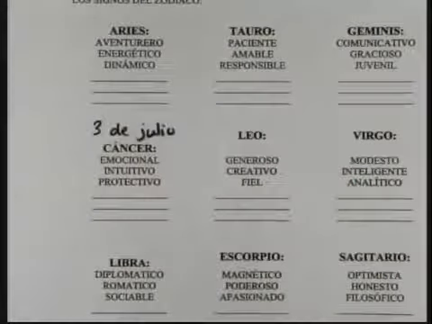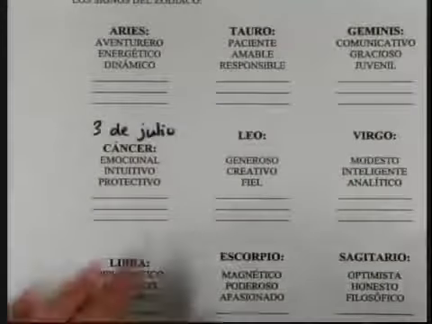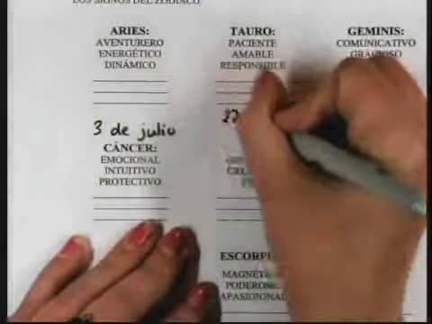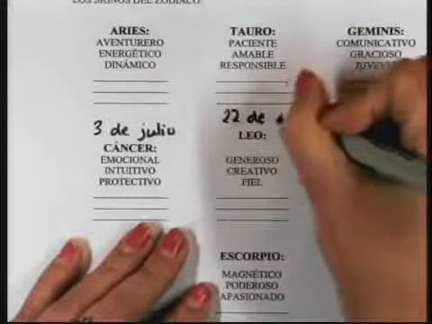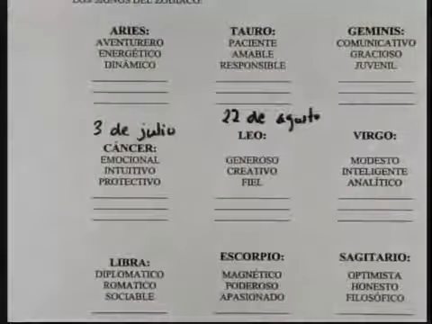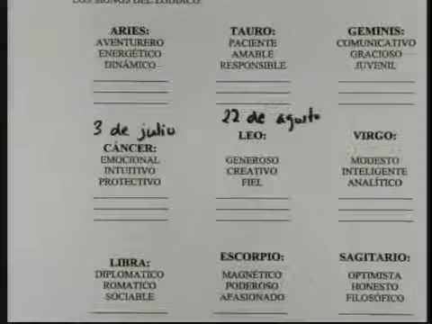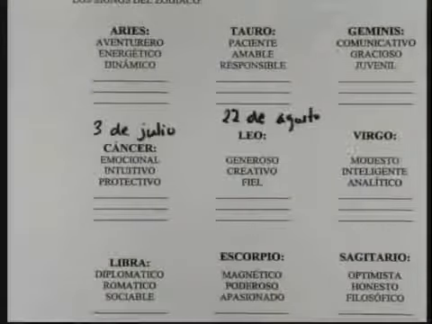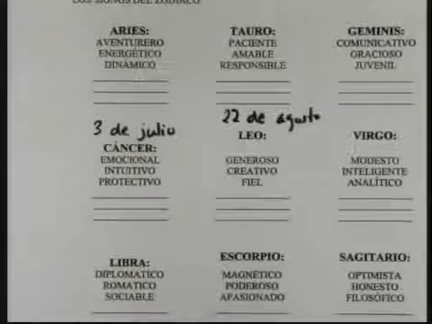How about el 22 de agosto? El 22 de agosto es Leo. Ok, Leo. Leo, eres generoso, creativo y fiel. Fiel quiere decir loyal, fiel, loyal. ¿Sí? ¿Estás de acuerdo? Muy bien.